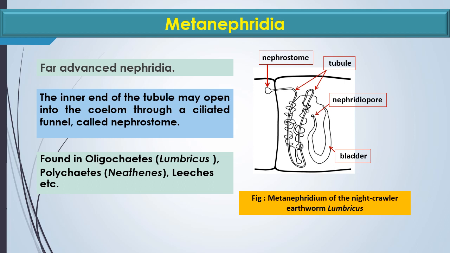Let us have a look into the metanephridium of an earthworm. It consists of a nephrostome which leads into a long coiled tubule. The posterior part of the tubule broadens into a bladder which opens to the exterior through a nephridiopore.